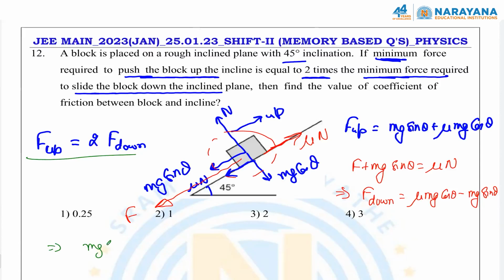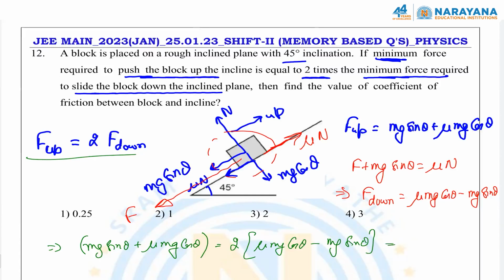So we have mg sine theta plus mu mg cos theta. This must be equal to twice of mu mg cos theta minus mg sine theta. Okay, let's solve for it. This will be equal to 3 mg sine theta is equal to mu mg cos theta. So mu is equal to 3 tan theta. And theta is 45, tan 45 is 1. So the answer is mu is equal to 3. So option 4 is the correct answer.